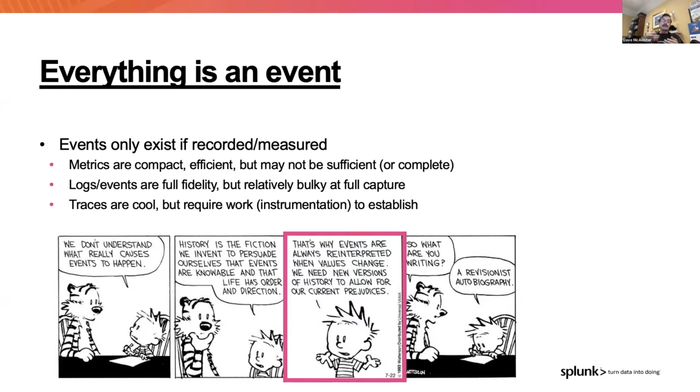So, and then traces are cool. They're the new hot thing here, but they require work. They require instrumentation to establish. And there are easy ways of doing that, and there are hard ways of doing that. Traces can be bulky too, because you're actually capturing a tremendous number. The current average is that for a single e-commerce request going through a system, there's somewhere between 5 to 10 span information captured for each request on each step. So you can see that traces can all of a sudden become very bulky as well.